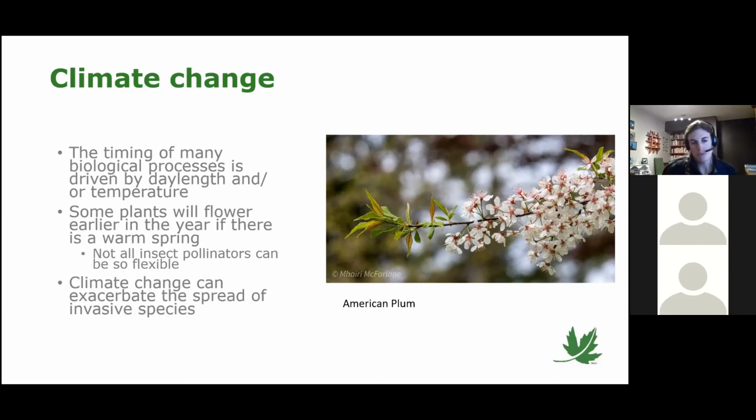And of course, on top of that, climate change can exacerbate the spread of non-native invasive plants like that lily of the valley I mentioned, garlic mustard, European buckthorn, Phragmites, all of these fun non-native invasive plants that we're doing our best to manage in natural spaces. Climate change can be a real enemy of those of us that are trying to manage these things as well.